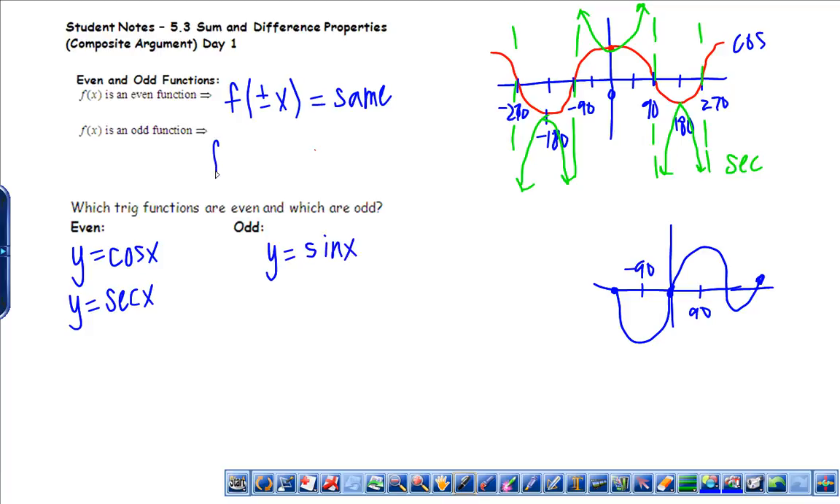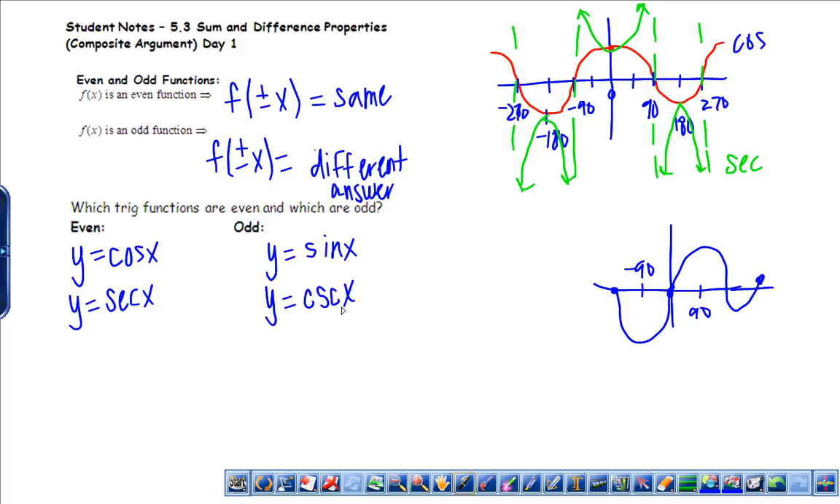Okay, so in this one, if you plug in a positive and negative x value, you do not get the same answer. So that would be a different answer. So if sine is giving you a different answer, we can only guess, since cosine and secant were the same, I'm going to guess that sine and cosecant are going to be the same here.